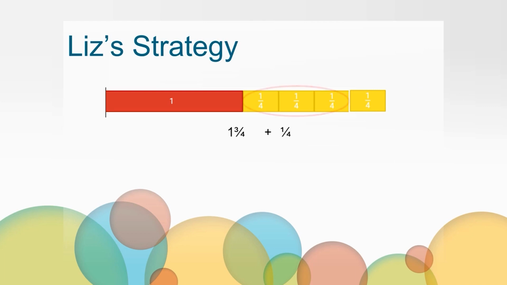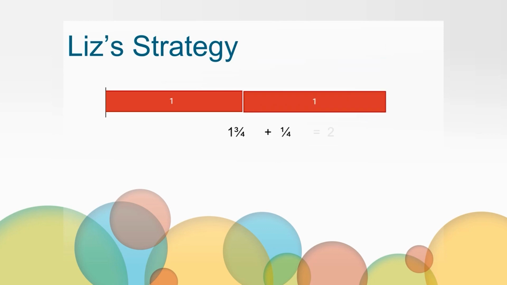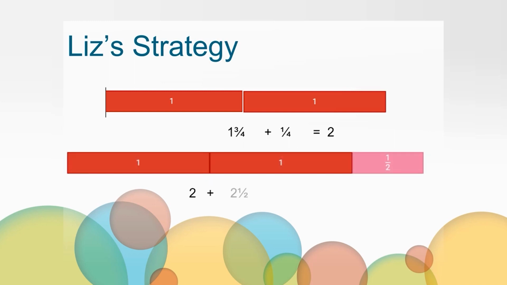Liz knows that 3/4 plus 1/4 equals 1. So that means that 1 3/4 plus 1/4 has to equal 2. Well, she kept in mind the 2 whole cups that she just made and then added 2 1/2 more, knowing that 2 plus 2 equals 4 and another half makes 4 1/2. So what's her answer? 4 1/2?